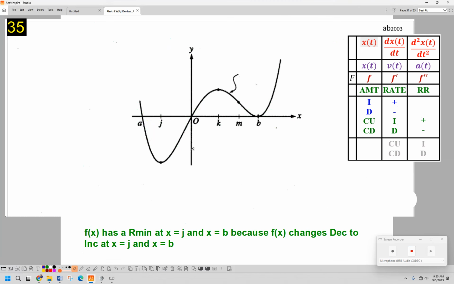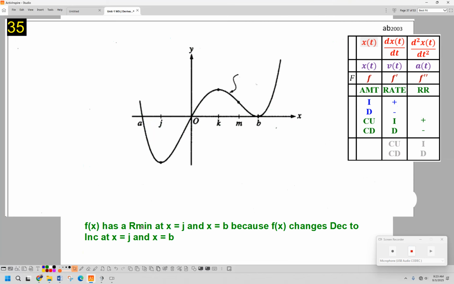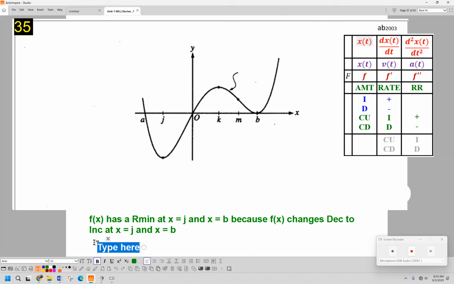So if this is a graph of f prime, and they ask me to identify where f has a relative min, this is how I do it. I type: f has a relative min at some x coordinate, blank, because f prime of x changes negative to positive at x equal whatever x that is.